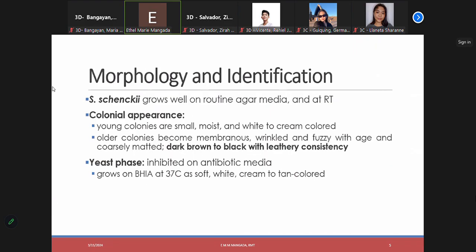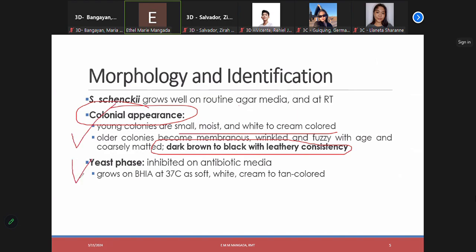So your Sporothrix schenckii grows well in your routine agar at room temperature. In your culture media, the colony appears small, white to cream in color. Sometimes they have a dark brown to black leathery consistency, especially when the colonies are old. That is their mold form.